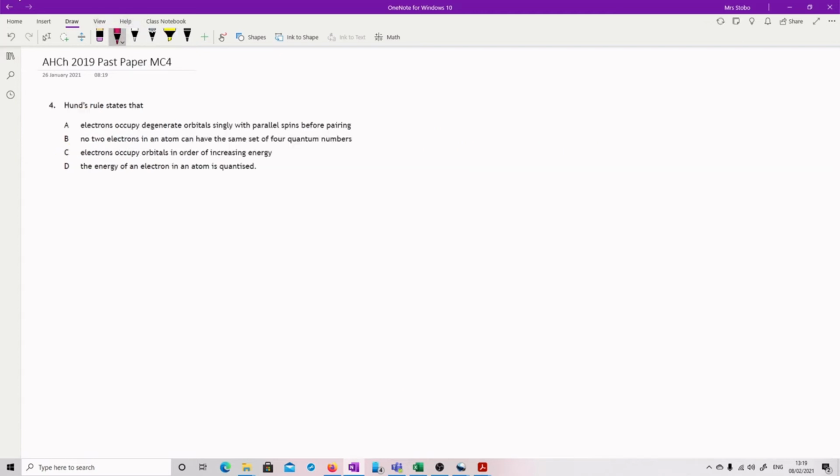Straight definition stuff. Hund's rule states that... Okay, so Hund is maximum multiplicity. So you go parallel in any orbital and then you go pair, as long as they are of degenerate energy. So in this case, because I've drawn P3, that's probably a P orbital set. Okay, so that's it. Just to be clear, no two electrons in an atom can have the same four set of quantum numbers. That's Pauli exclusion.